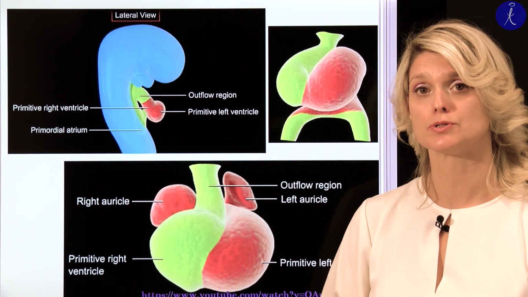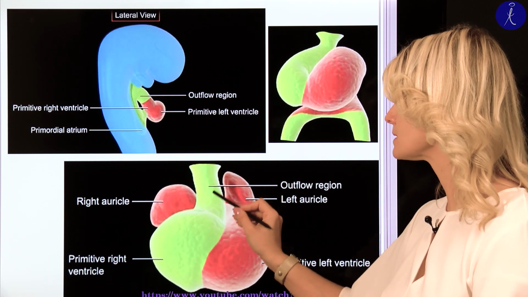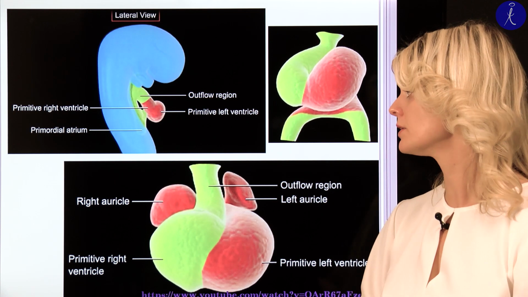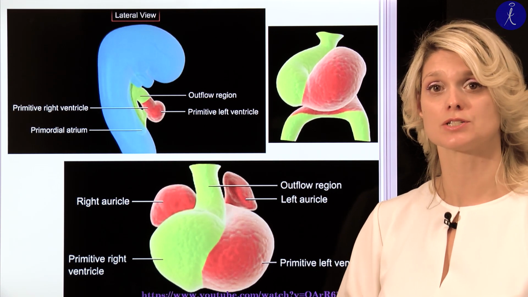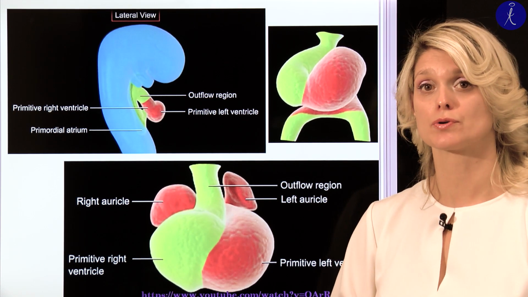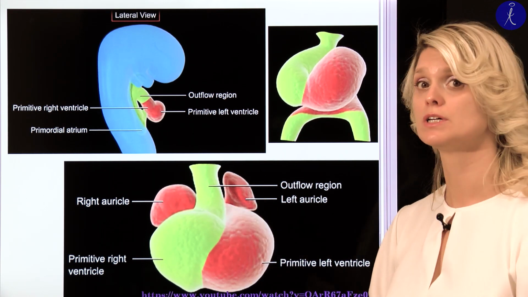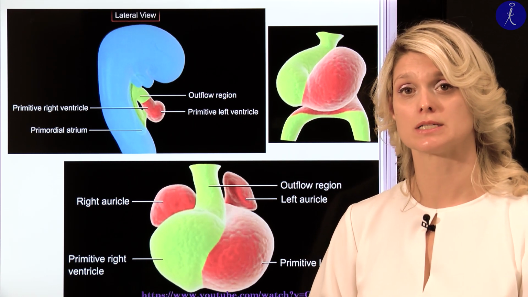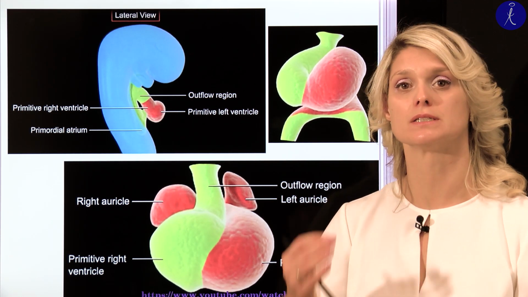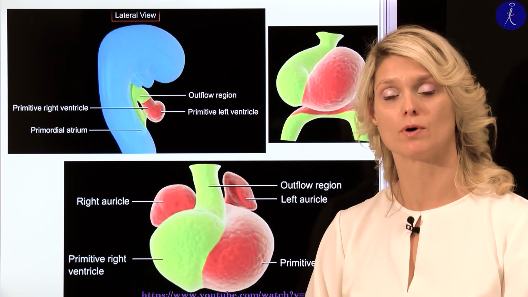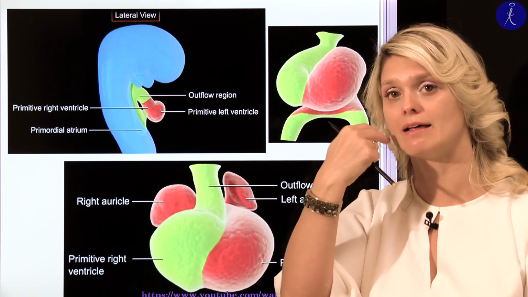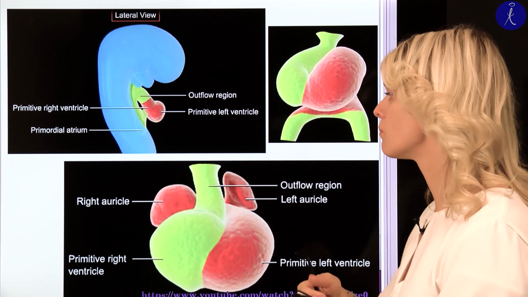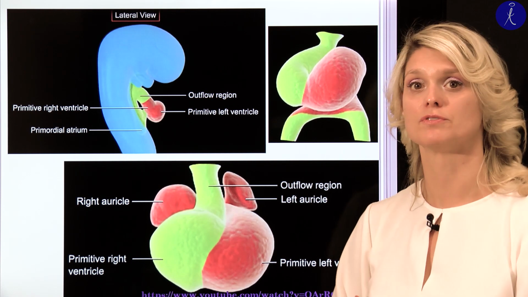It is really important to know that in the development of these structures, we have to mention the cells from the neural crest. The neural crest cells are also involved in the formation of this part of the heart. That's why developmental malformations of the head and neck region are so frequent. This developmental malformation can combine with malformation of the heart.